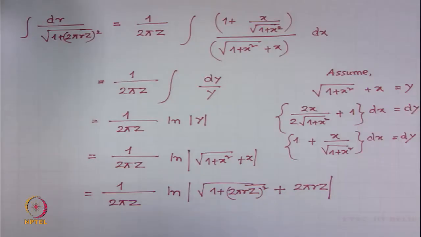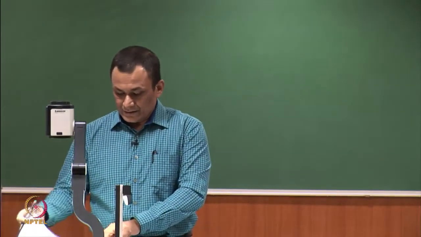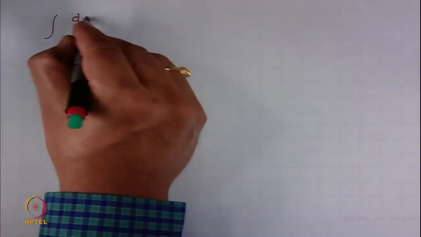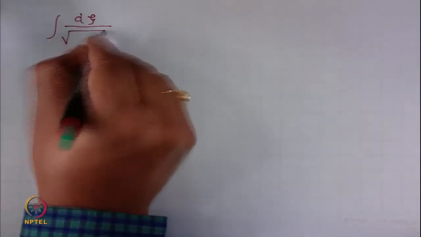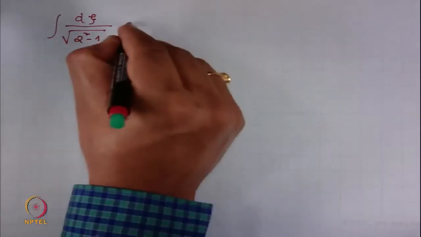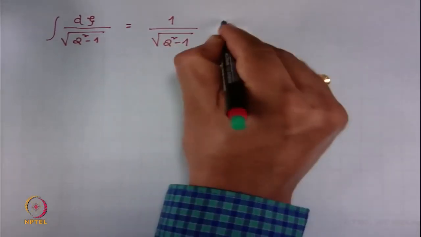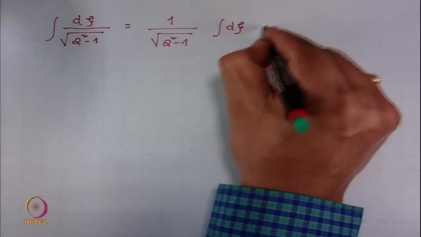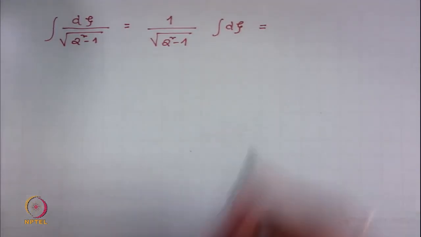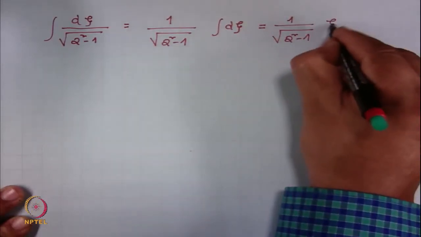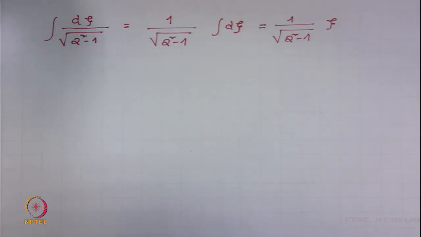So, this was one integration. What was the second one? Second one was simple one, d zeta by this. Now, here this is constant d zeta. So, root over q square minus 1 into zeta. Okay.